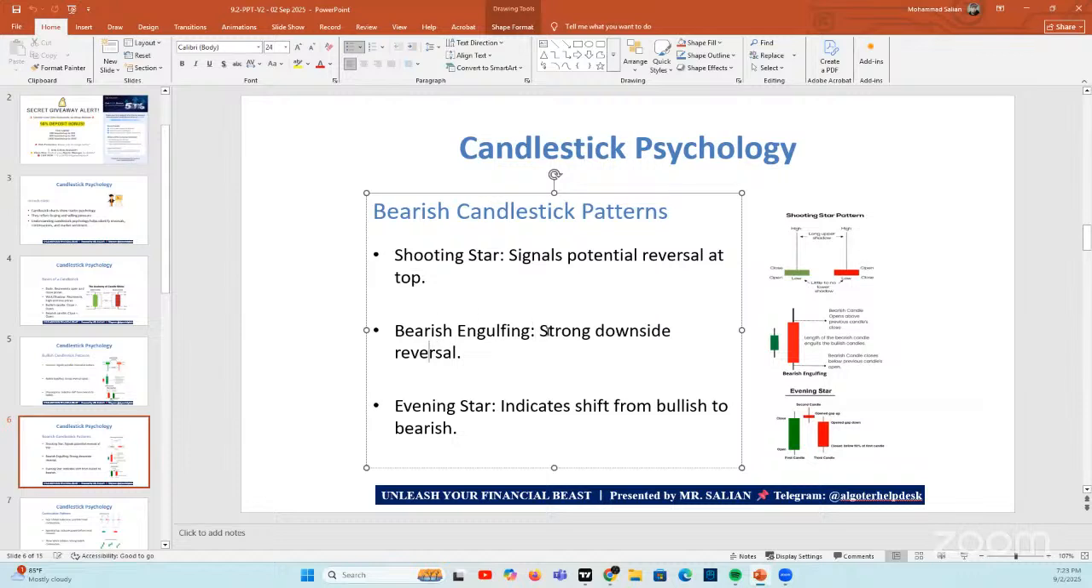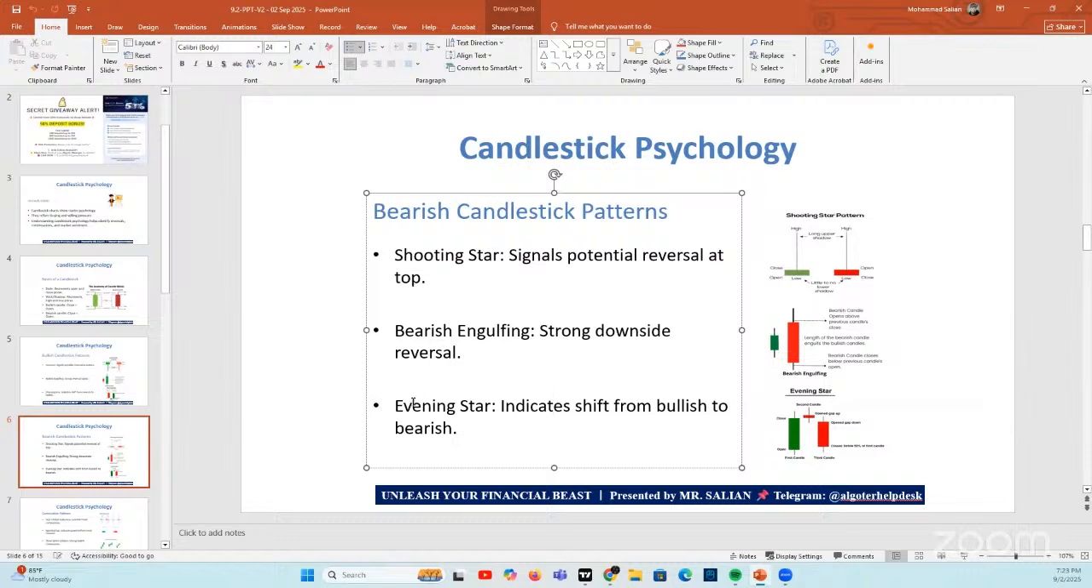Bearish engulfing, also a strong downside reversal. That's our favorite, or my favorite. When you see this pattern, a bearish engulfing signifies a trend to the downside. And as you all know, you already know the bearish engulfing candle. So that's how it looks like. It engulfs the green candle on the left.